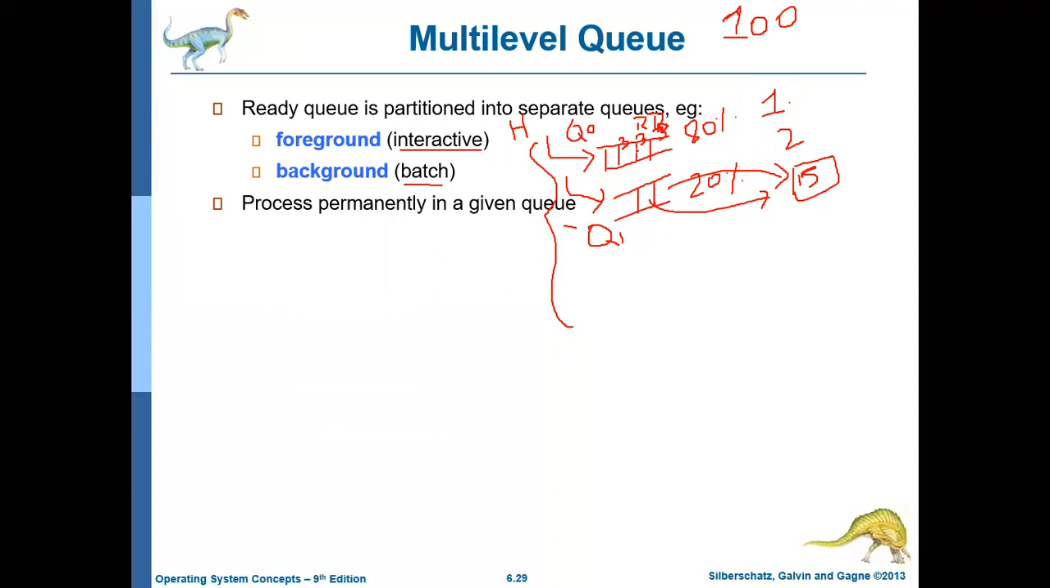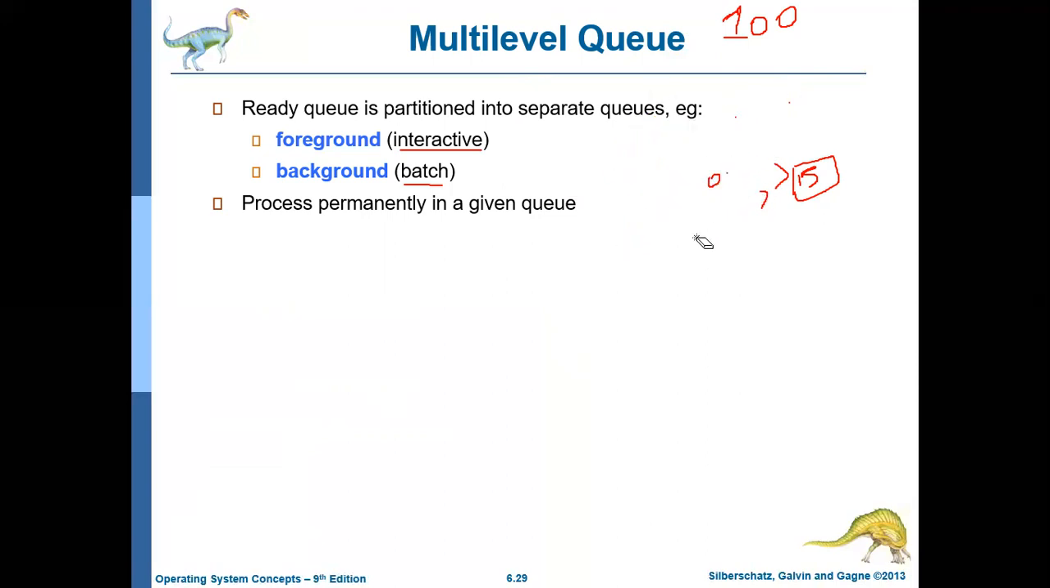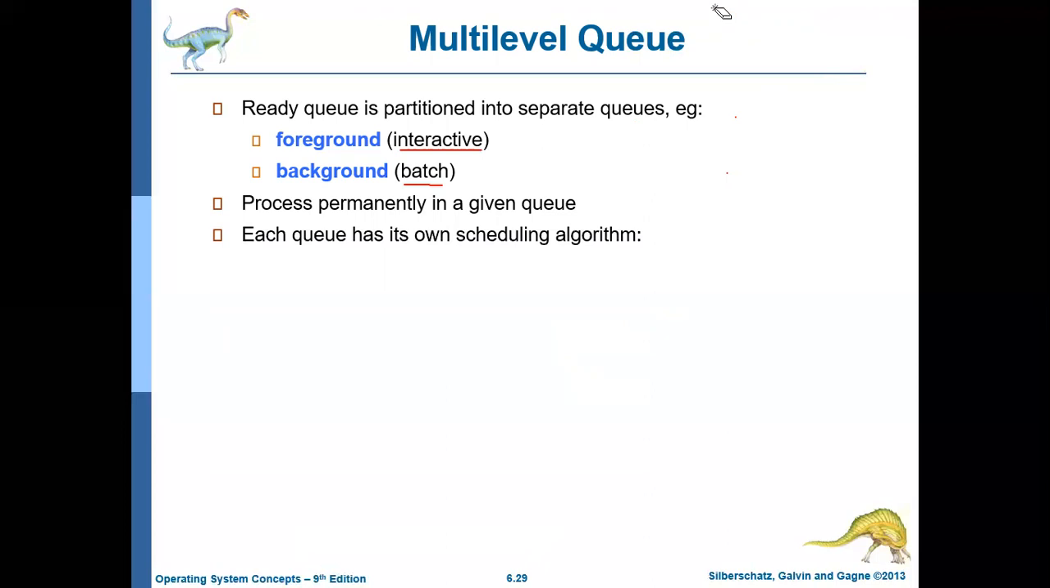Again the operating system will switch back to Q naught and start taking jobs from Q naught and assigning them to the CPU. So these are the different ways in which the processes can be assigned to the CPU. This is how the multi-level queue scheduling algorithm works. The processor will be permanently assigned to a given queue, and each queue will have its own scheduling algorithm. It is not that all queues should follow the same scheduling algorithm.